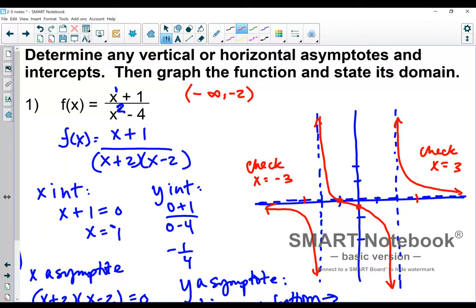And so those are both soft parentheses. And then it goes from -2 to 2. This is a U for union. I've heard that in calc, a lot of times it's just a comma between the two. And then it goes from 2 to infinity. So that's going to be our domain.